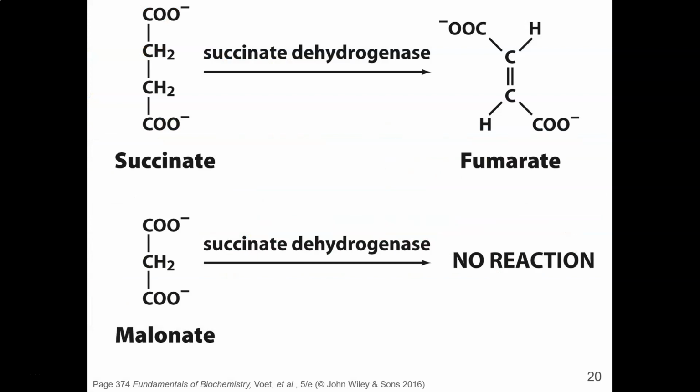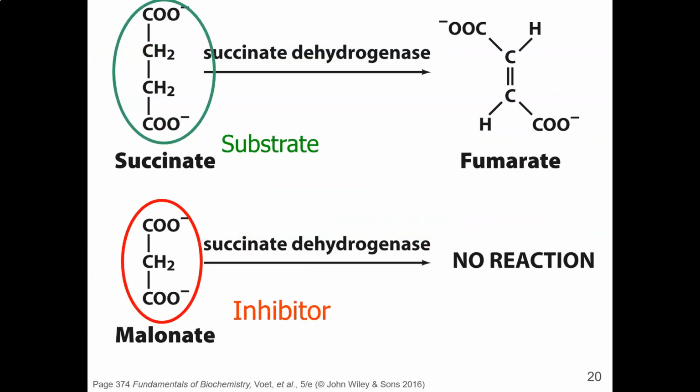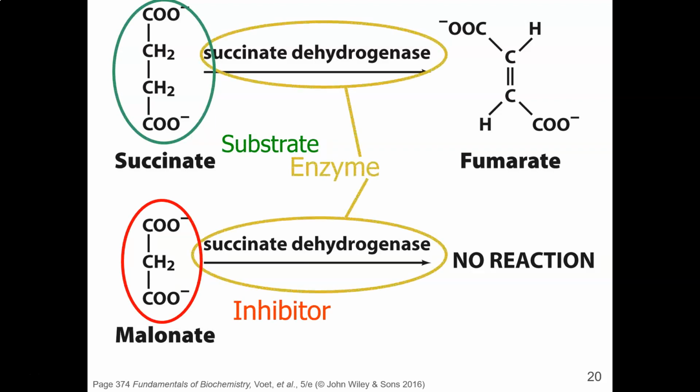So as an example, I thought I would give you succinate, which is a substrate, and malonate, which is an inhibitor. So hopefully you can see that either one of these can bind to the enzyme. But when the succinate binds, then the succinate is converted to fumarate. If the malonate binds, then you get no reaction.